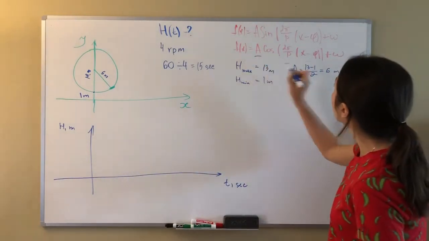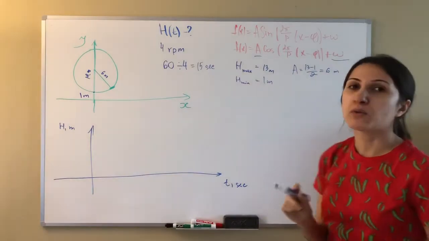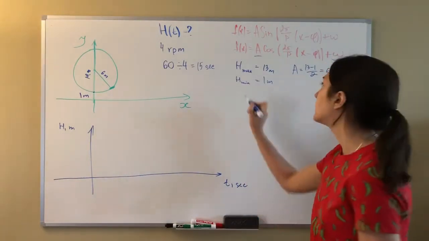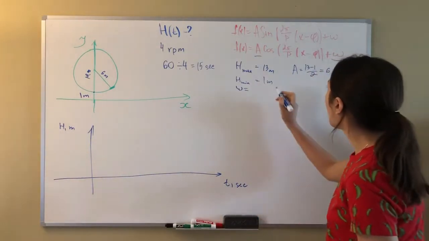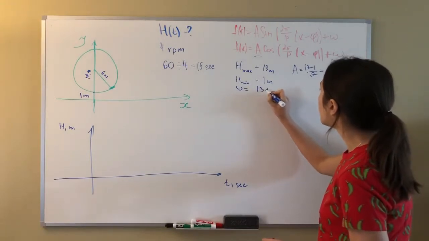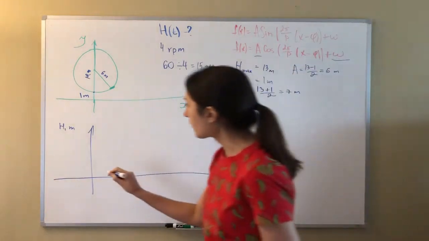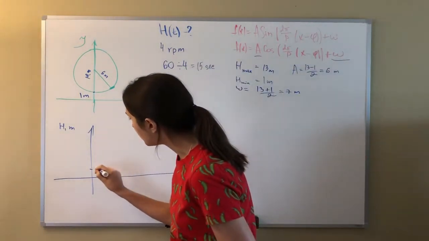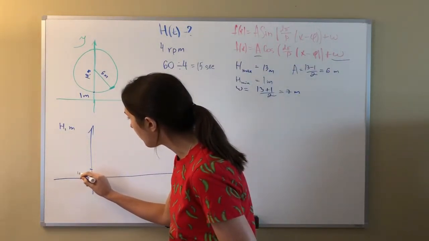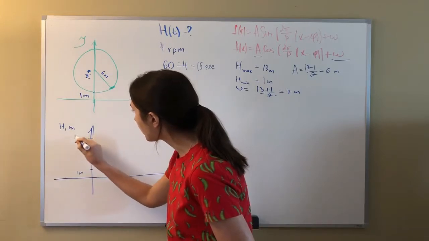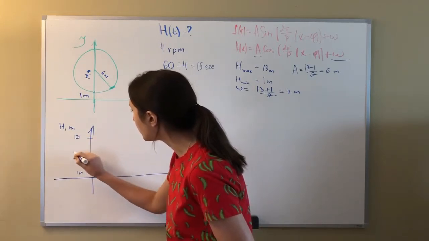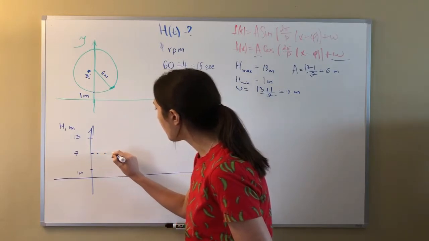Now, okay, we know this. We can easily find our real axis or midline. It's a midpoint, so it's 13 plus 1 divided by 2, so it's 7 meters. So we can put here some data we already found. Minimum is 1 meter, maximum is 13, and the midline is 7. So that would be our midline.